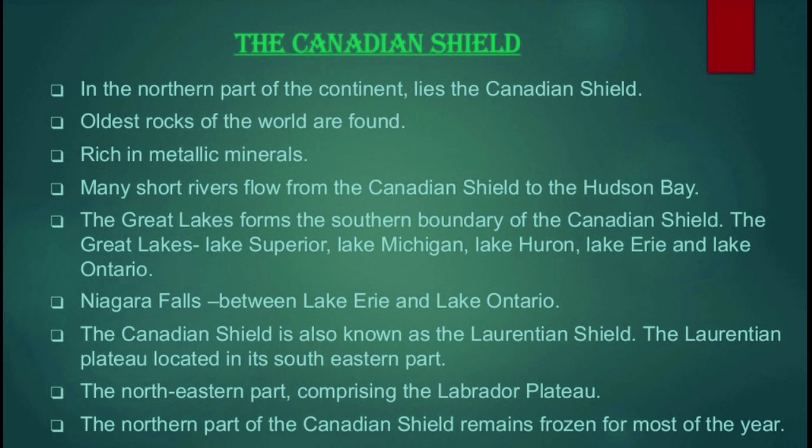Next one is the northeastern part of the Canadian Shield comprising the Labrador Plateau. In the southeastern part, Laurentian Plateau. In the northeastern part, Labrador Plateau. And the last point is the northern part of the Canadian Shield remains frozen for most of the year. This region lies in the frigid zone due to extreme low temperature. This region, the northern part of the Canadian Shield, remains frozen throughout the year.